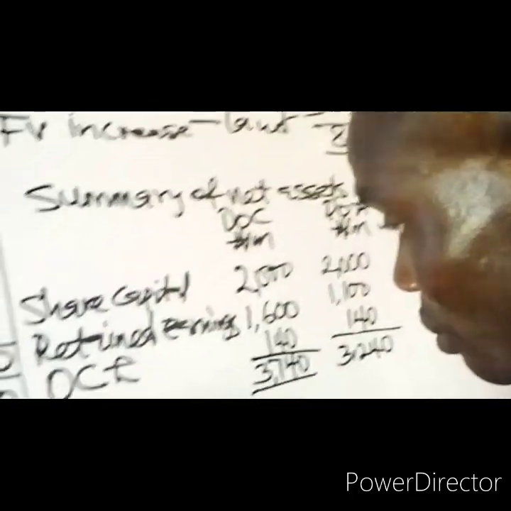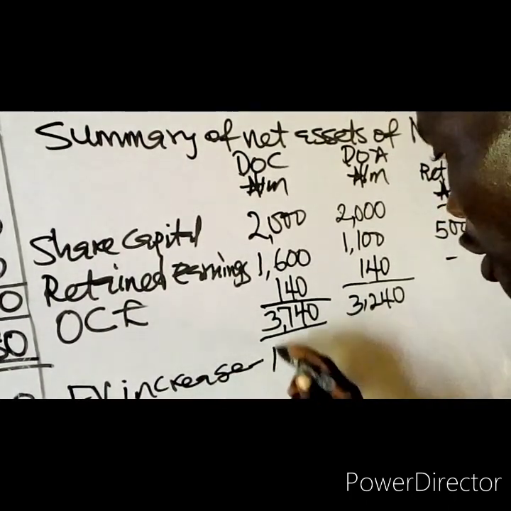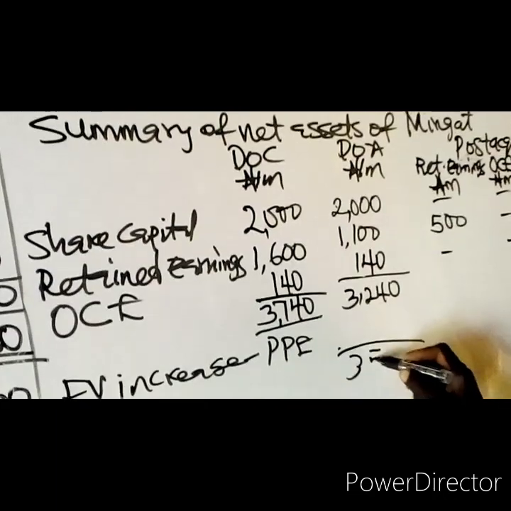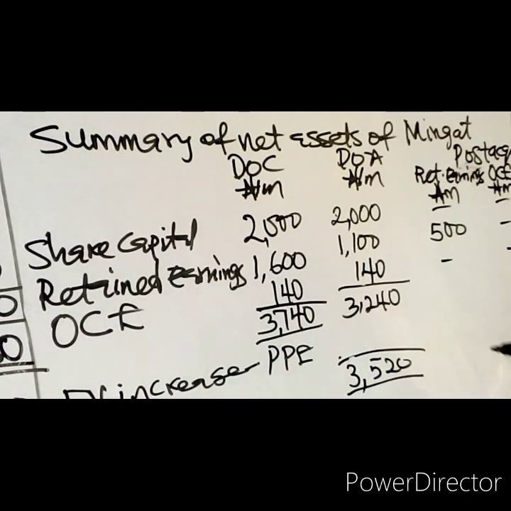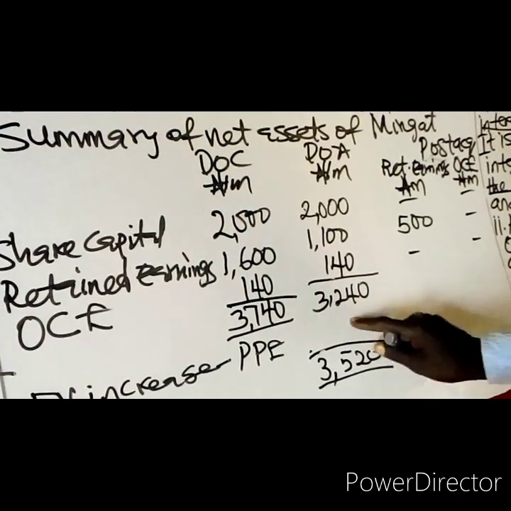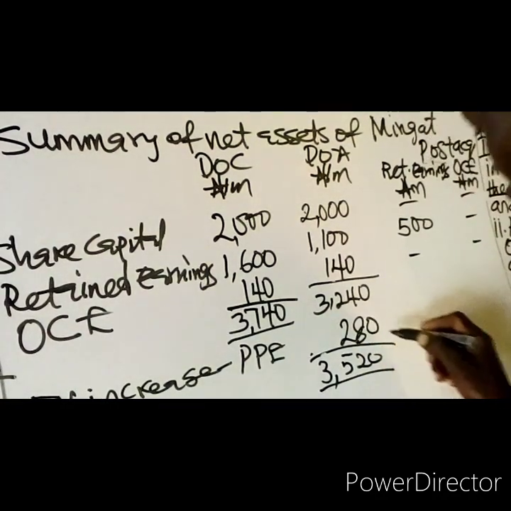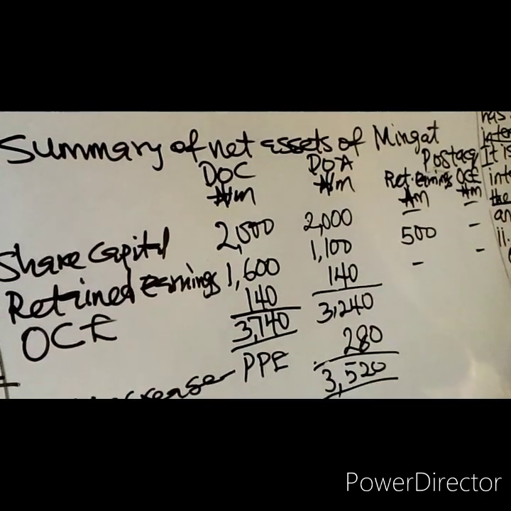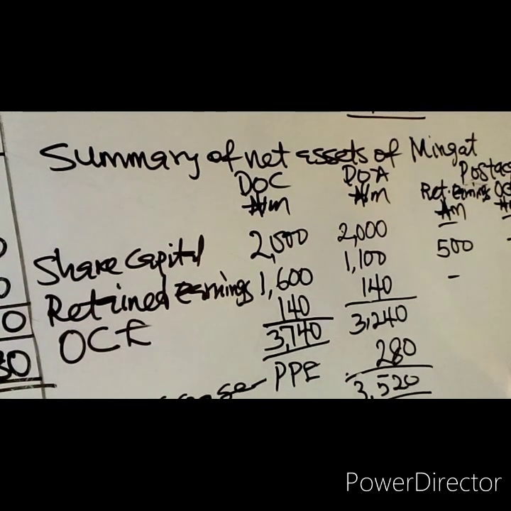That means you have a fair value increase attributable to PPE. If the total is 3.52, that is the total as given. So the difference, 3,520 minus 3,240, there is a difference of 280, and that 280 you were told is attributable to PPE. That is the summary of the net assets of Mingat.